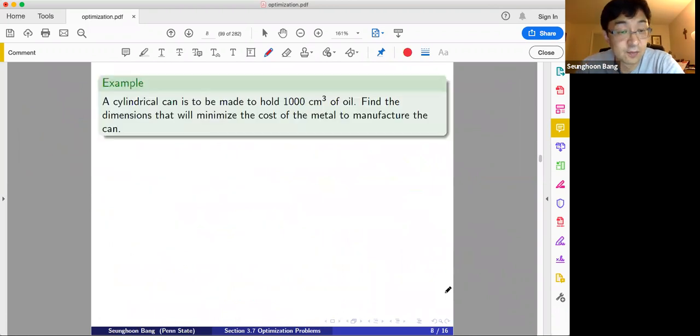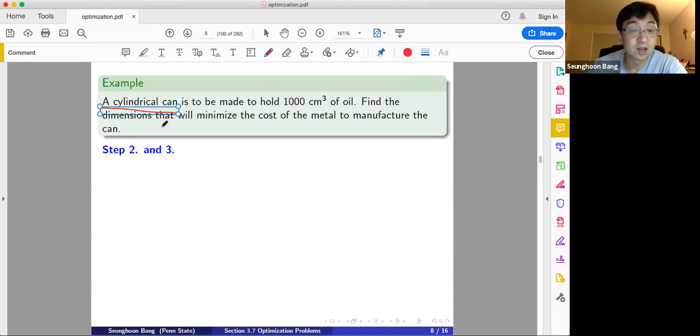The next thing. A cylindrical can is to be made to hold 1000 cubic centimeters of oil. Find the dimensions that will minimize the cost of metal to manufacture the can. So we have step 3: the cylindrical can. What is a cylindrical can? We have it like this.